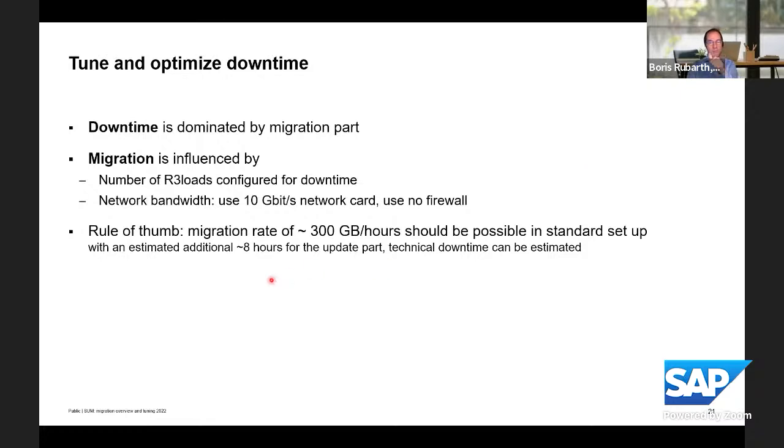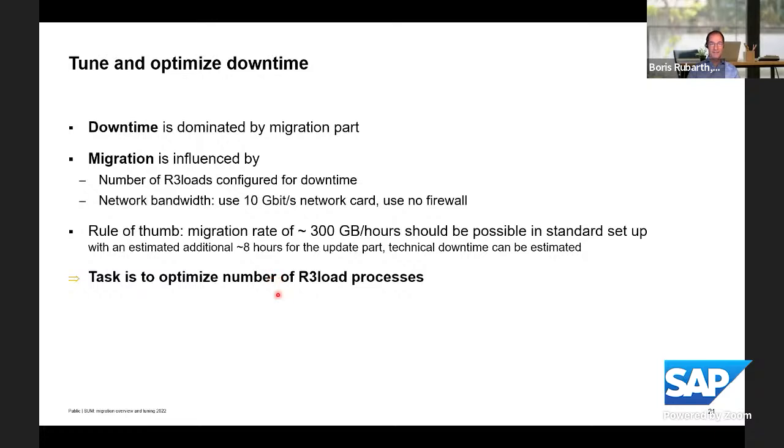With this rough rule of thumb, you can estimate the overall runtime. Is to say the update part may take additional 8 hours. For example, then you can have a first very rough estimation on the downtime, which of course will be validated then with your test runs with the copies of the productive system there.